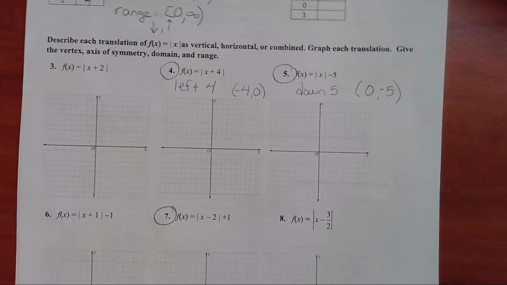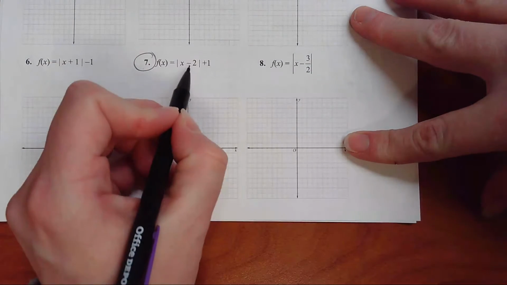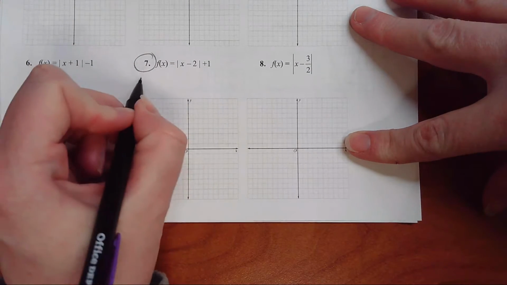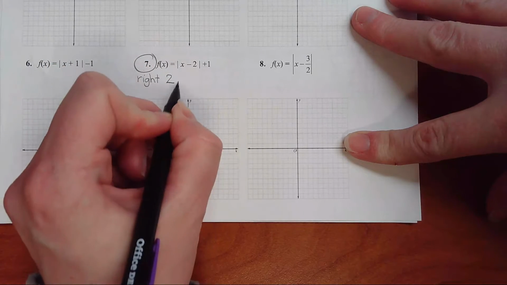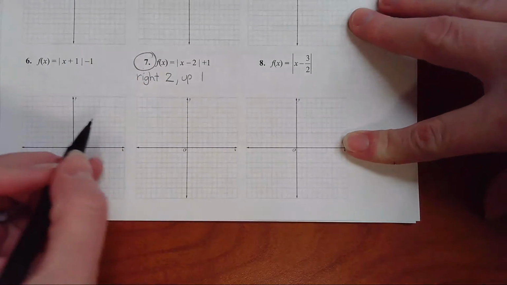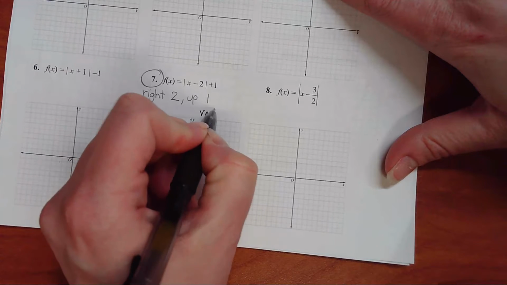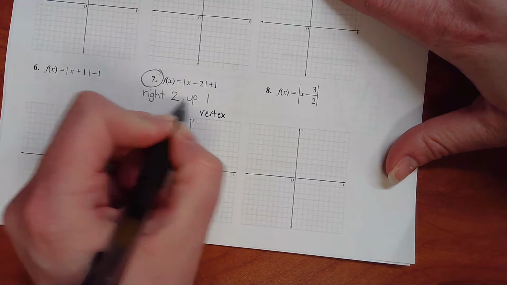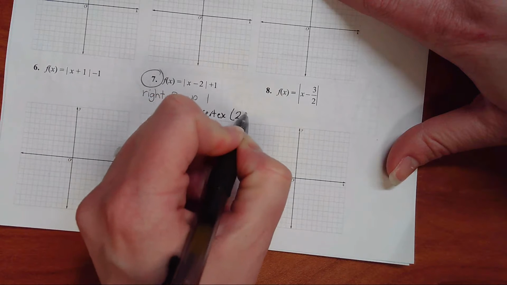For number 7, we are going to do the whole kit and caboodle here. So x -2 in the bars means that it moves right 2. +1 outside the bars means it moves up 1. So we have a few things that we are going to list here. So the vertex, since it moves right 2 up 1, that's a +2, +1, so 2, 1.